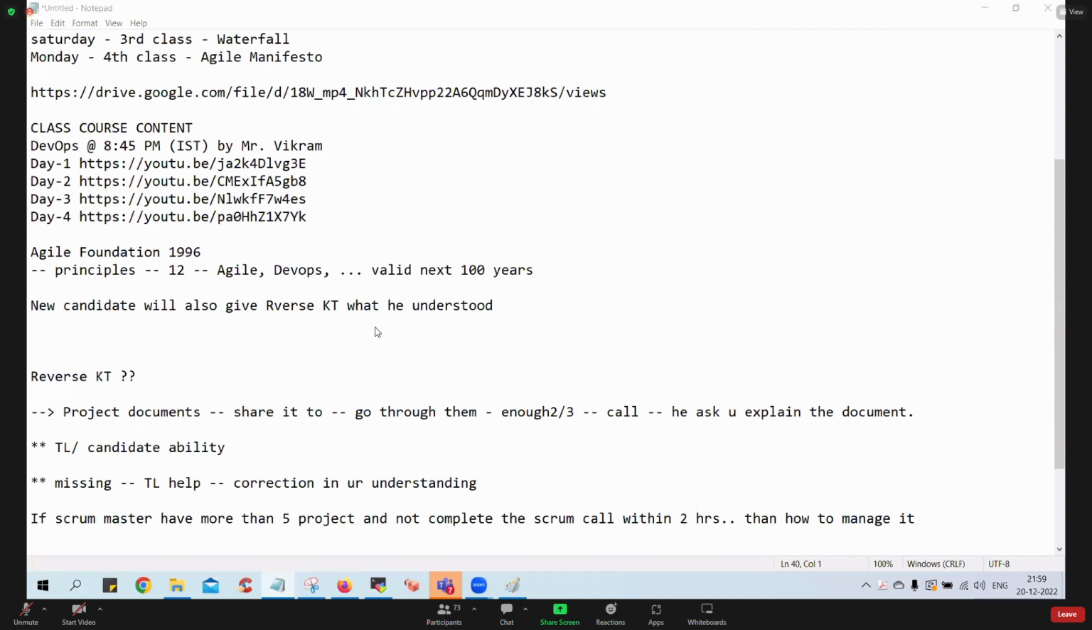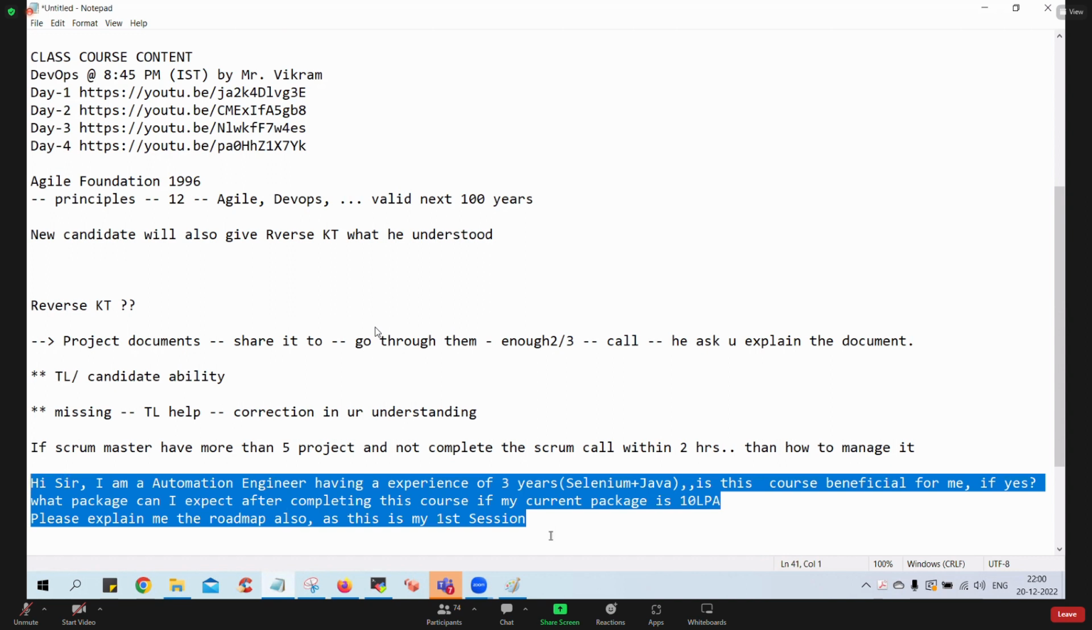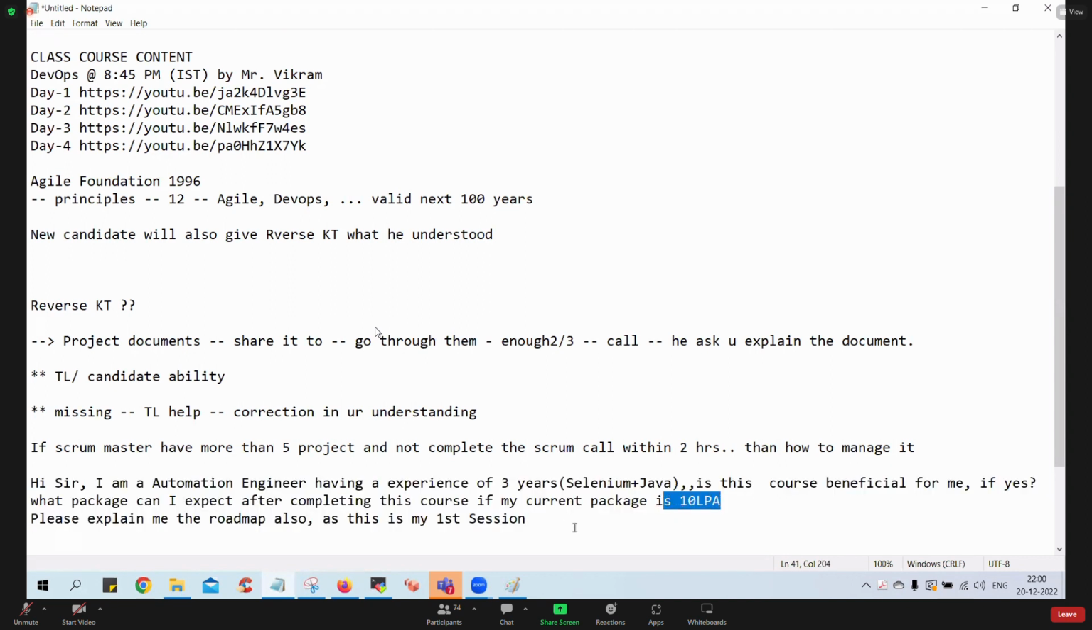So I'm getting another question. Hi sir, I'm an automation engineer having 3 years of experience. Is this course beneficial? Yes. With 3 years in Java, I'm guessing you should get around a 12 to 14 lakh package. If you add DevOps, you should get between 12 and 14, minimum 12. If you had told me 5 years of experience, then you should get around 20. The difference will be drastic, but that's fine. Whatever your current package is, you will at least drag it to 14. Once you gain experience in DevOps, going forward you'll have very good packages. Correct?